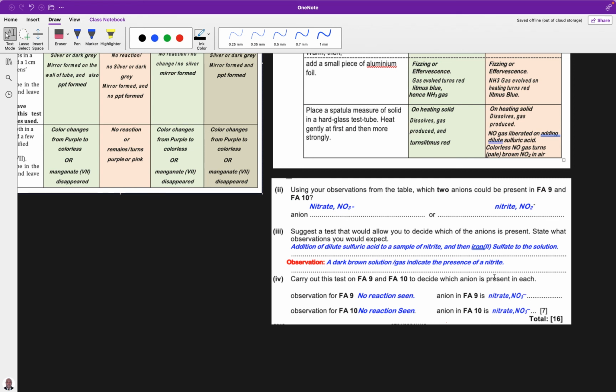A total of this section is 16 marks. So qualitative analysis carries altogether 16 marks. A recap.